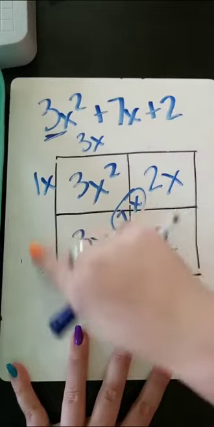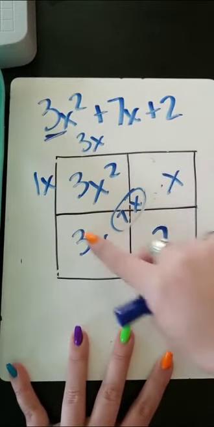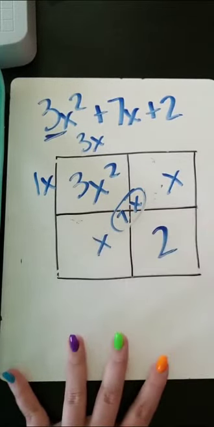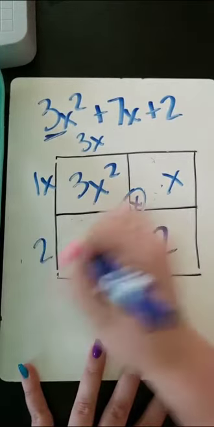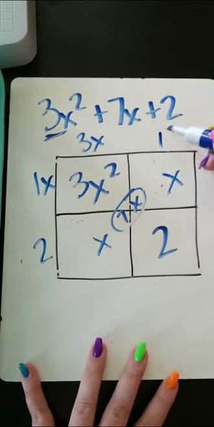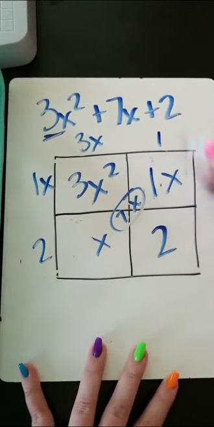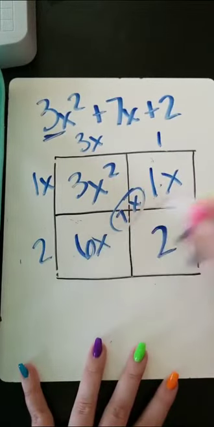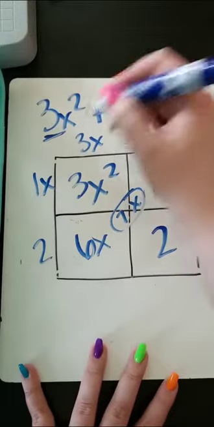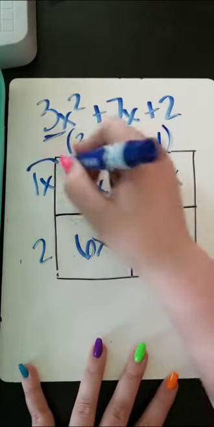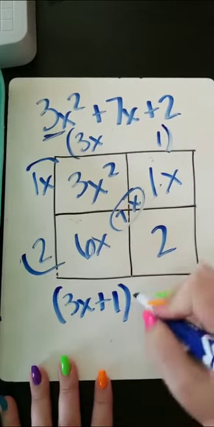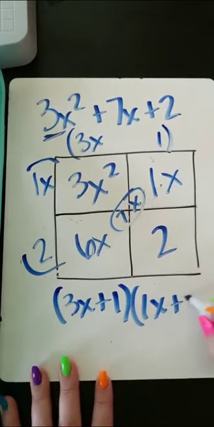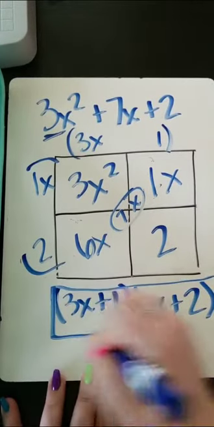I'm going to erase all my pieces. Again, this is so much easier if you have whiteboards for your kids to use. Oh, I forgot which one was where. Okay, 2 is going to go here, 1's going to go here. So we get 1 times 1x is 1x, 3x times 2 is 6x, so 6x plus 1x is the 7x we need. So then my answer to factoring is 3x plus 1 times x plus 2. Bing, bam, boom, done.